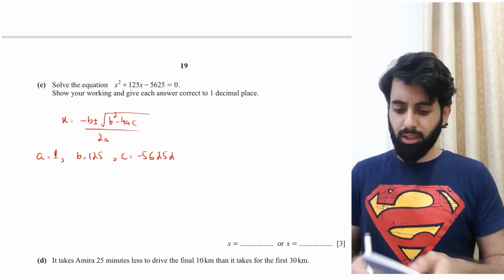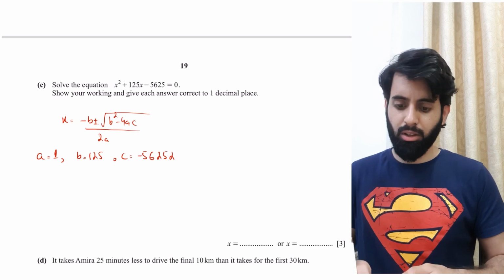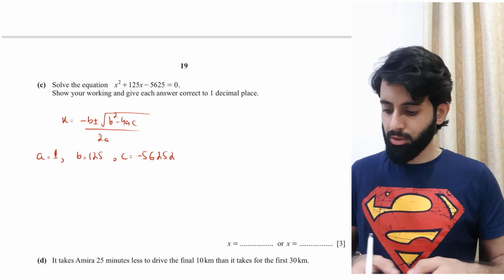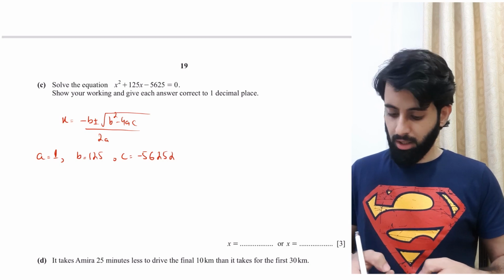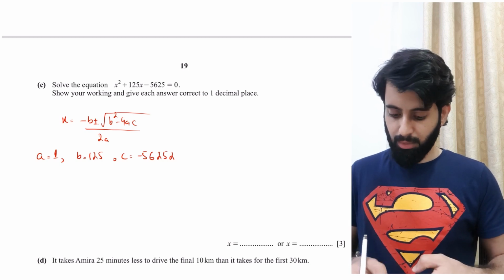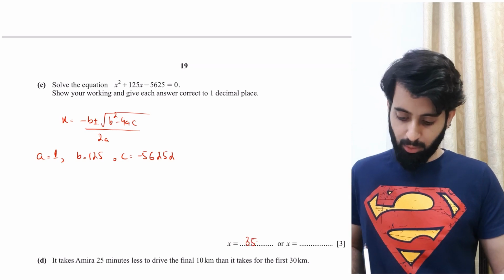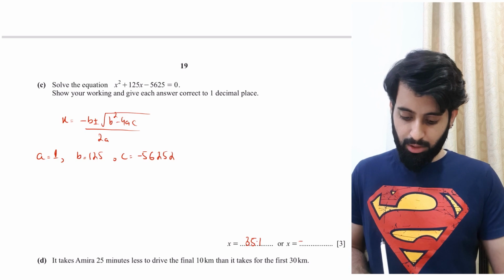5,625. Okay, so to save some time, I'm going to use the quadratic formula in your calculator. I've made a video on this. I think it's on my Instagram. Yeah, make sure to check it out. So a is 1, b is 125, minus 5,625. So one value is 35.1. The other value is minus 160.1.